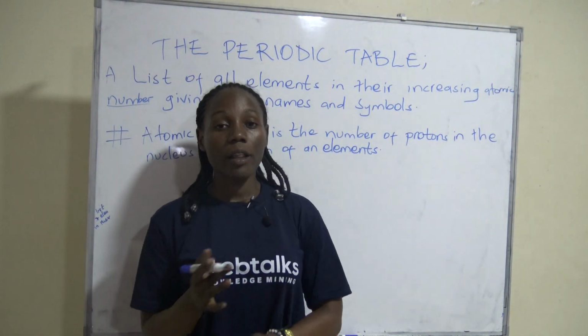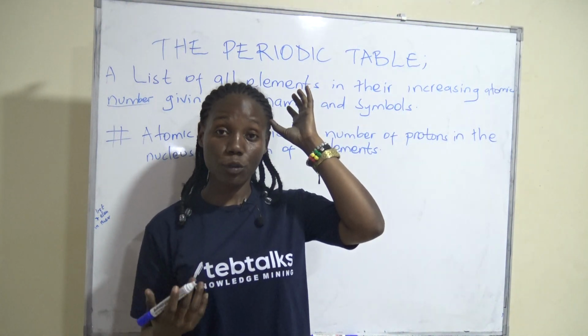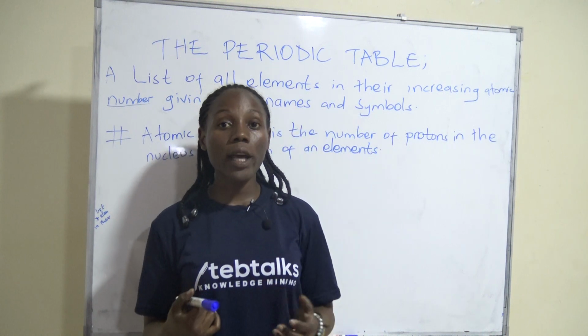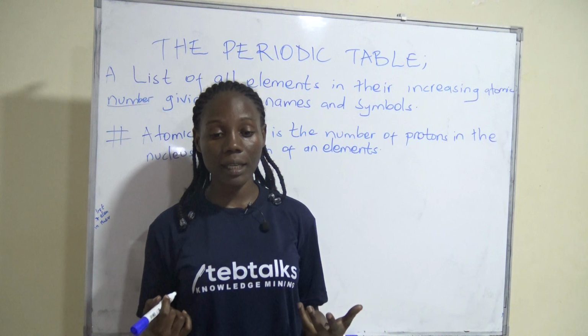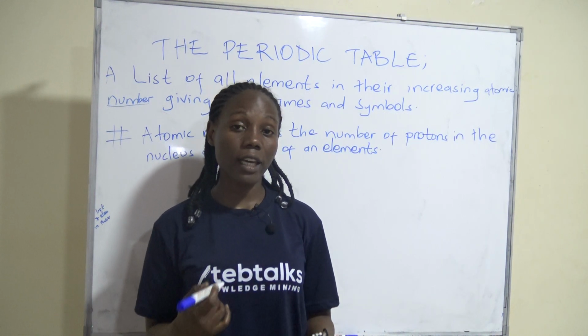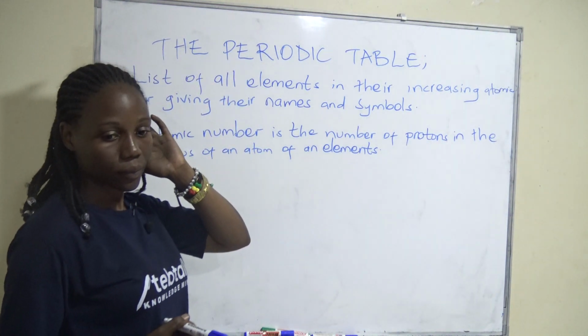The original form of the periodic table was first put forward by Mendeleev, when he arranged elements in order of increasing relative mass.